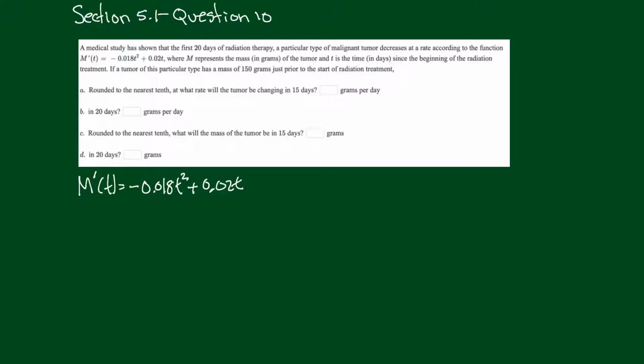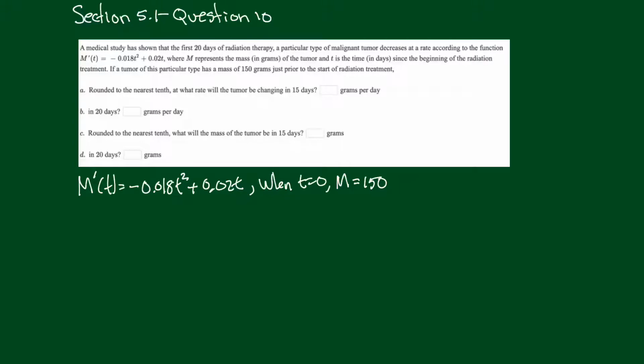All right, so here's what we know. Just prior to the start of radiation, so no time has gone by. So what we know here is this. We know that when t equals 0, t is the number of days since radiation started, but we're before radiation, so t is 0. We know that m is equal to 150. So there's an initial condition.